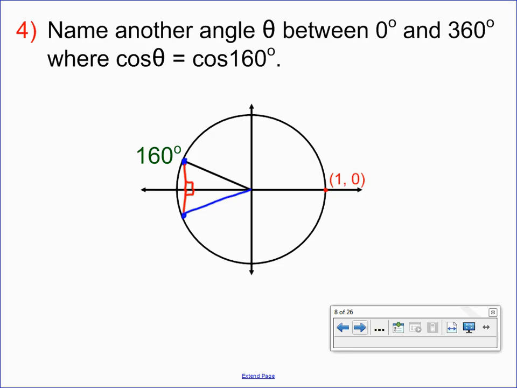It looks like we're 20 degrees off the horizontal 180, which means that this angle measure must be 20 degrees. And so my final answer, theta, would also be not 160, but 200. So it looks like 200 degrees would have a value of cosine. Cosine of 200 must equal cosine of 160 because they're the same directed horizontal displacement from the origin. Their x coordinates must be the same. Does that make sense?